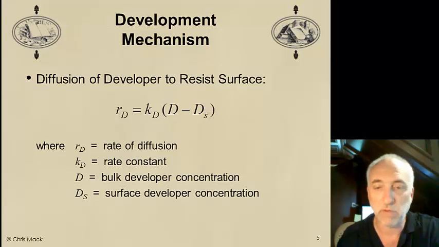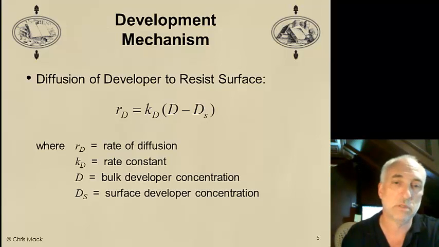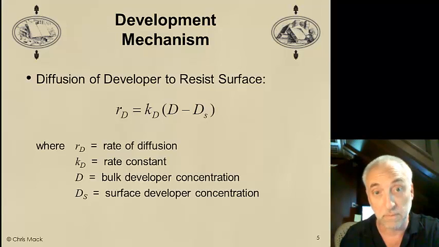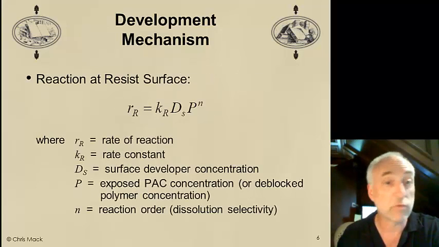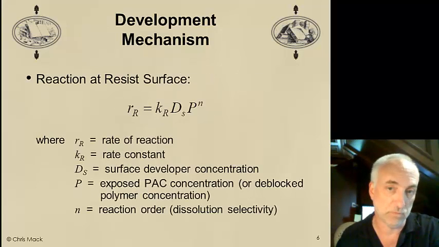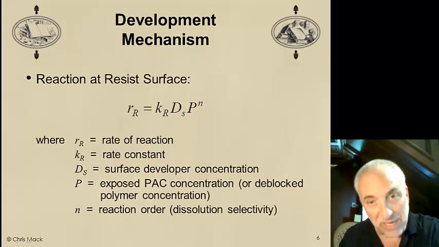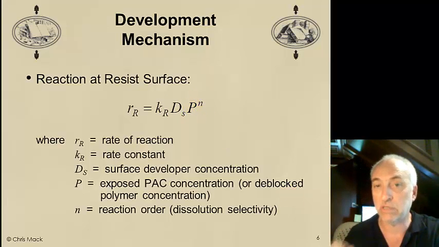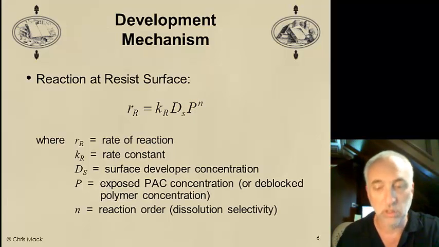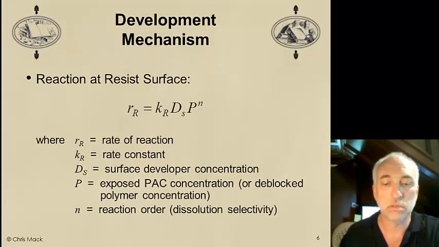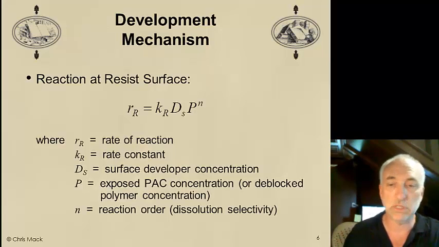K sub D will be a rate constant, a mass transport coefficient for this rate. Then we'll have a reaction at the resist surface. We'll assume that a developer molecule interacts with n deprotected sites. So I'll let P be the concentration of deprotected sites, or the concentration of reaction product for the DNQ resist.